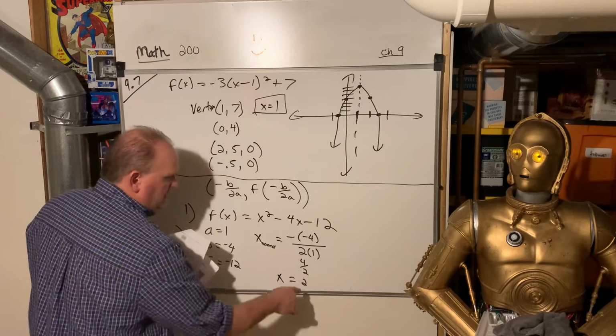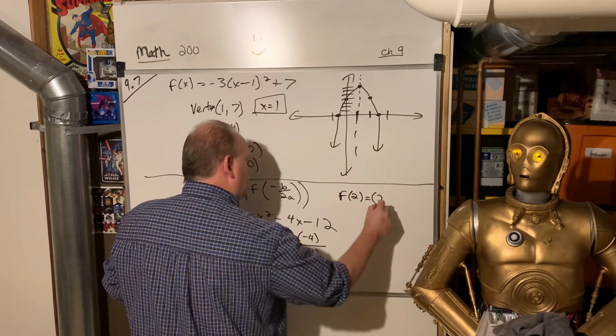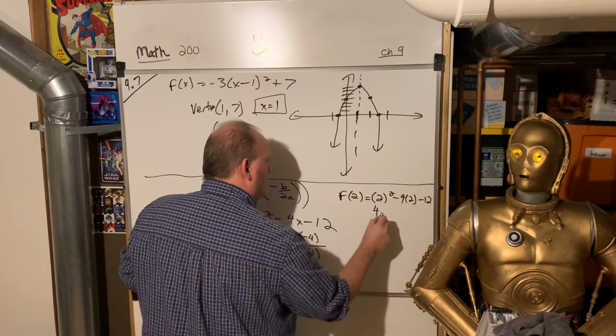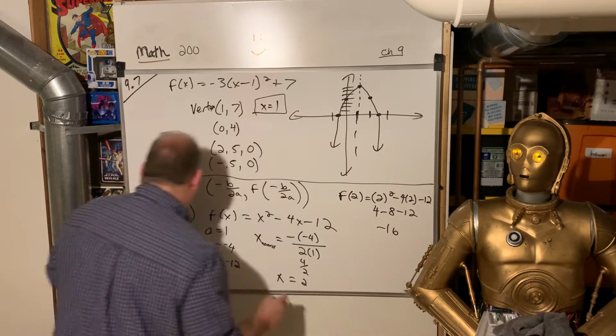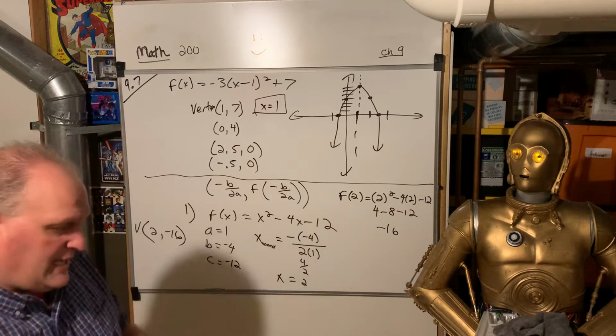How do I figure out that something? Well, you take that 2 and you sub it back in. So f of 2 is equal to 2 squared minus 4 times 2 minus 12. That is 4 minus 8 minus 12. That is -16. So 2, -16 is the vertex.